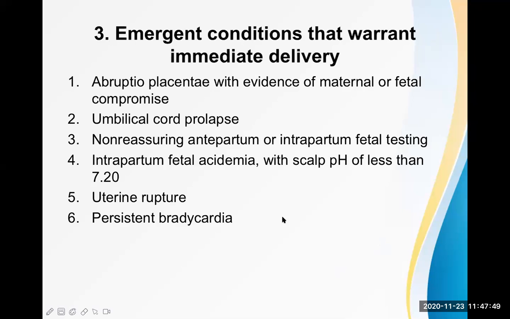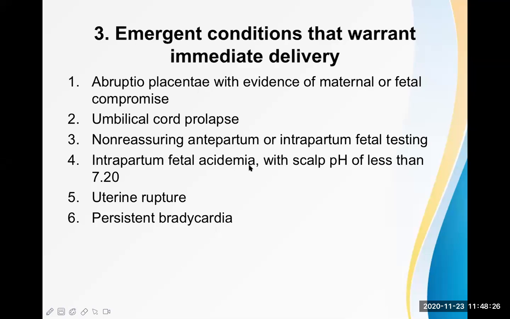Another is the emergent condition that warrant immediate delivery. That warrant immediate delivery means we cannot wait a bit longer now. There may be danger to the mother or the baby health. So these are the situations. Abruptio placentae with evidence of maternal or fetal compromise. The fetal distress is already developed. Quickly take the baby out. Umbilical cord prolapse. Quickly take the baby out by cesarean section. Non-reassuring antepartum or intrapartum fetal testing. Fetal distress again.